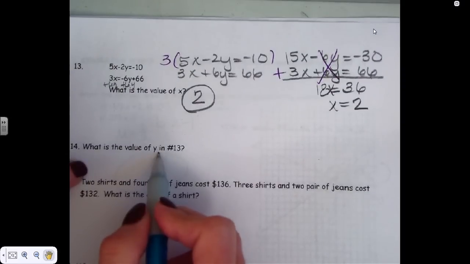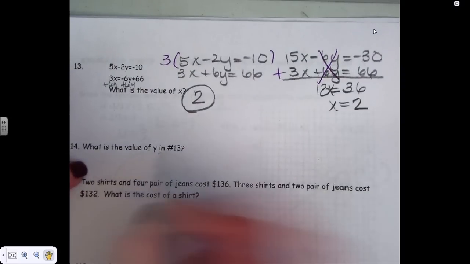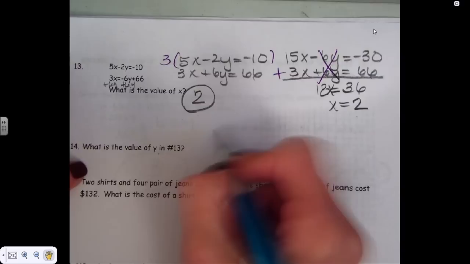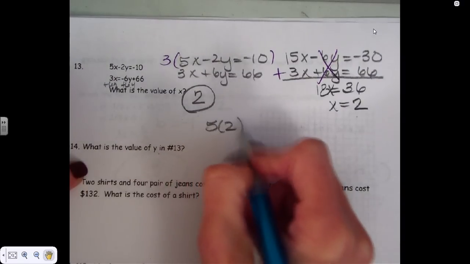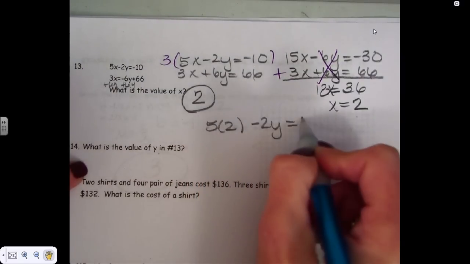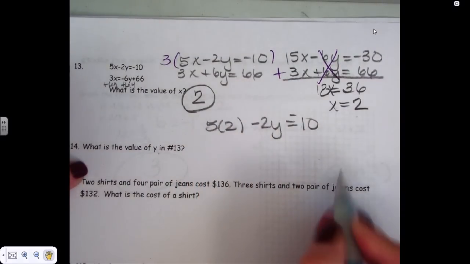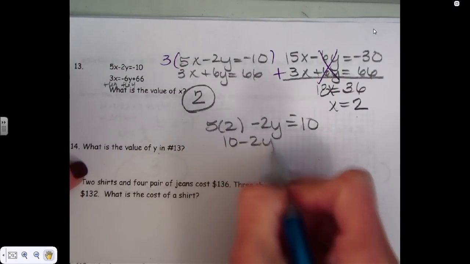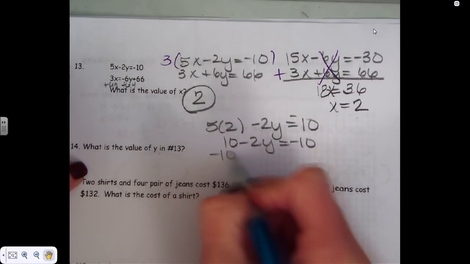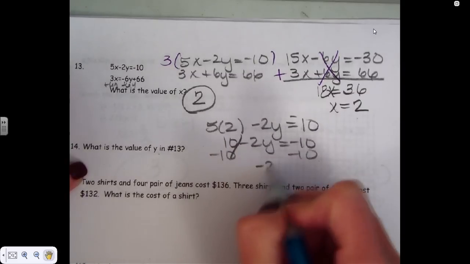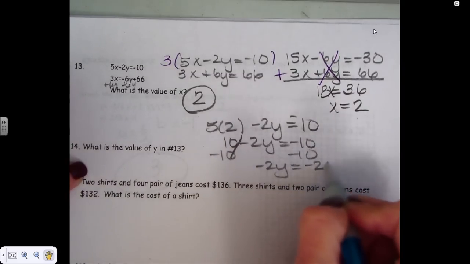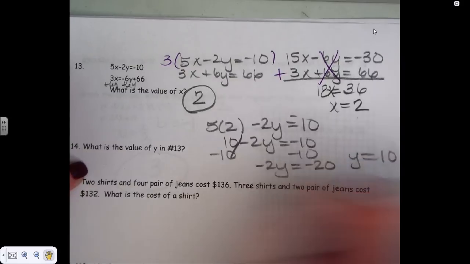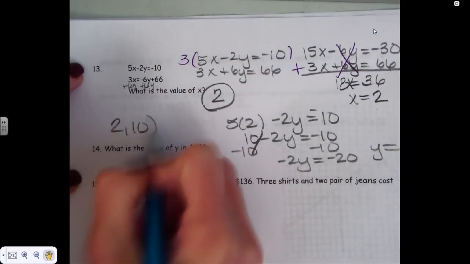Number 14 is going to be asking for the y. So take my x, plug it back in, and solve. So 5 times 2 minus 2y is equal to negative 10. Get rid of 10. So negative 2y is equal to negative 20. So y is 10. My ordered pair, you would write as 2, 10.